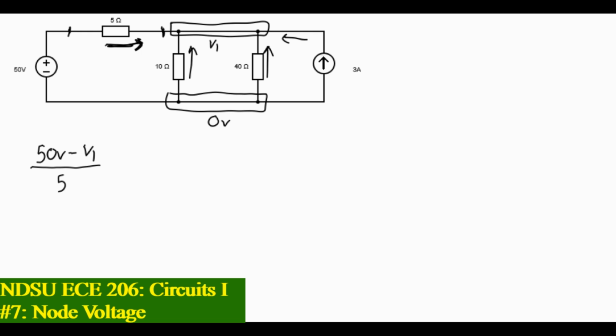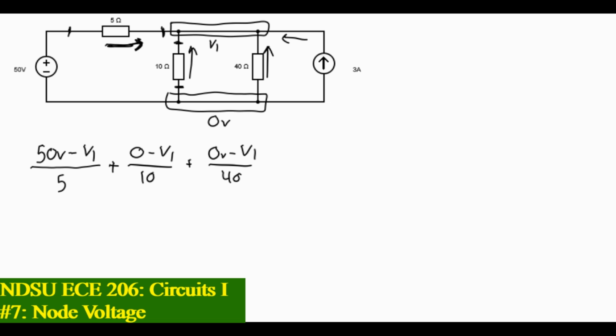Alright, let's try to find the current going in from the 10 ohm branch. So the voltage right here is 0. The voltage on that side of the resistor is 0, and the voltage on this side of the resistor is also V1. So we're going to do the same thing: 0 volts minus V1 over 10 ohms. Same thing for the 40 ohm: 0 volts minus V1 over 40 ohms.